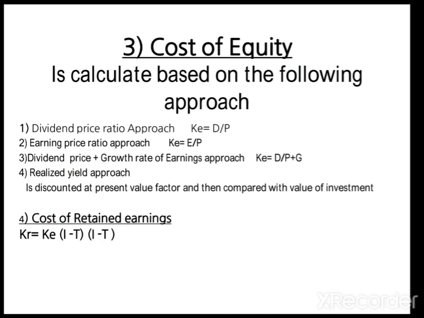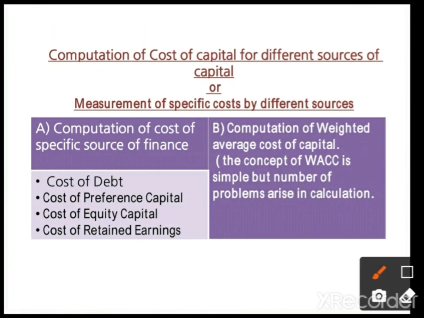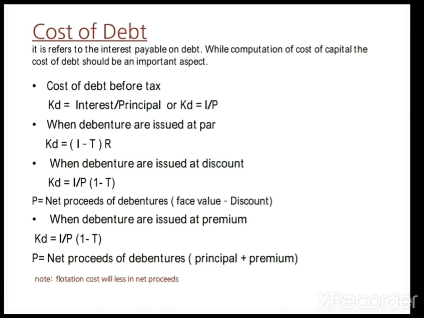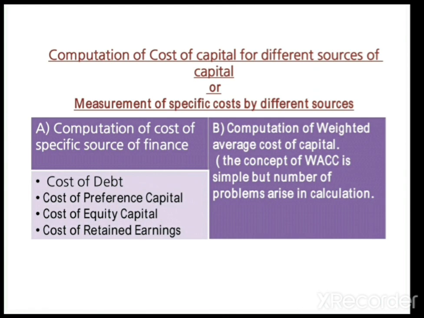So today I completed all the different types of specific sources of finance. From tomorrow's class we will discuss problems on cost of debt, cost of preference shares, cost of equity and cost of retained earnings. After completion of problems on each concept, we will shift to weighted average cost of capital. But your duty, everyone, is to keep in mind and memorize all these formulas that I discussed yesterday and today. Thank you. We will meet in the next class with different problems. Thank you.